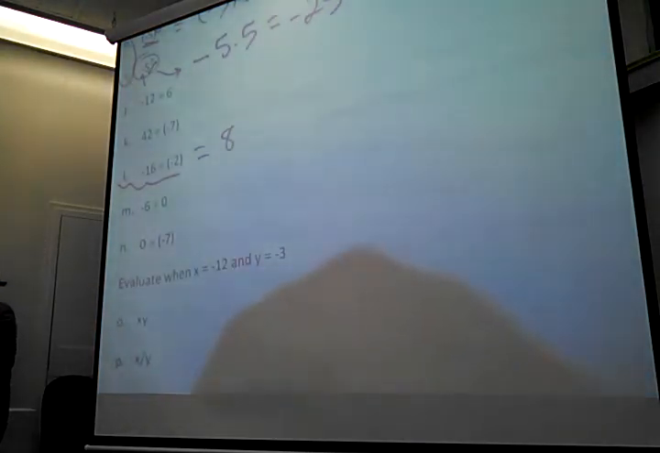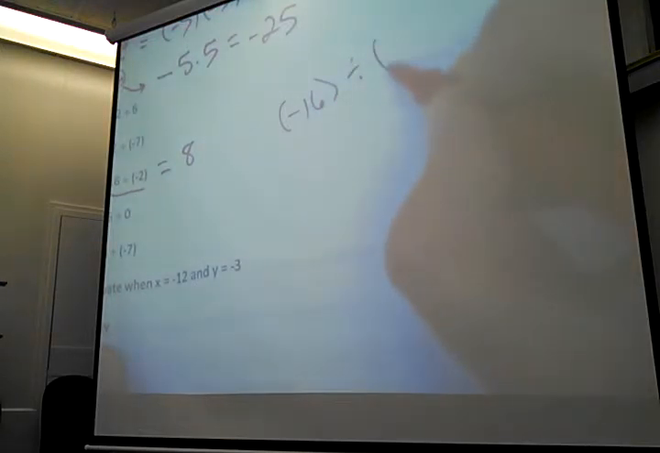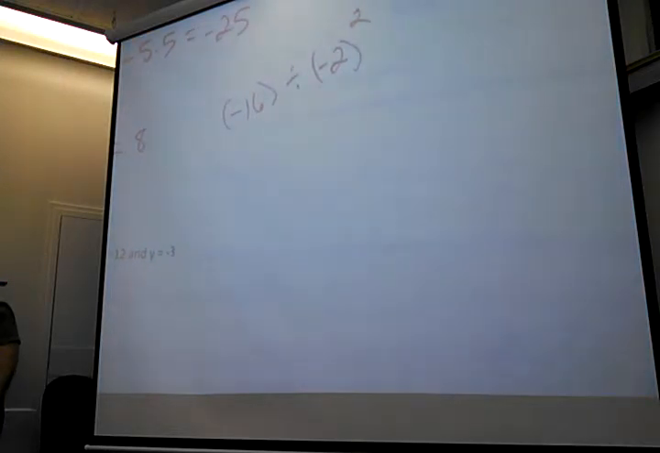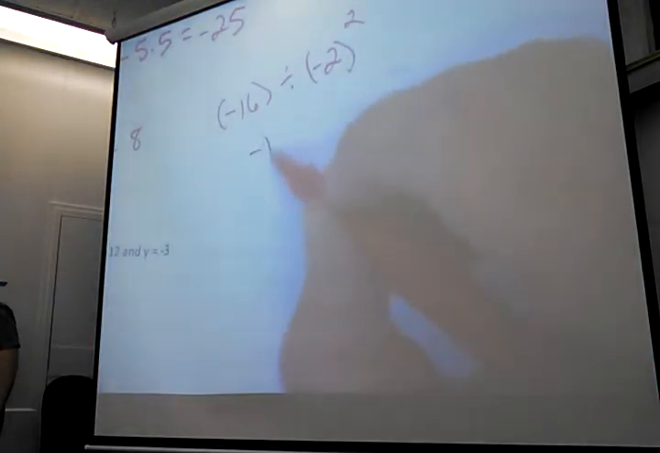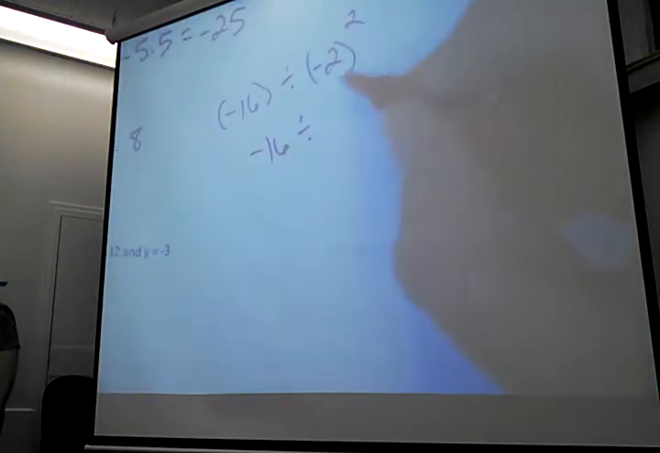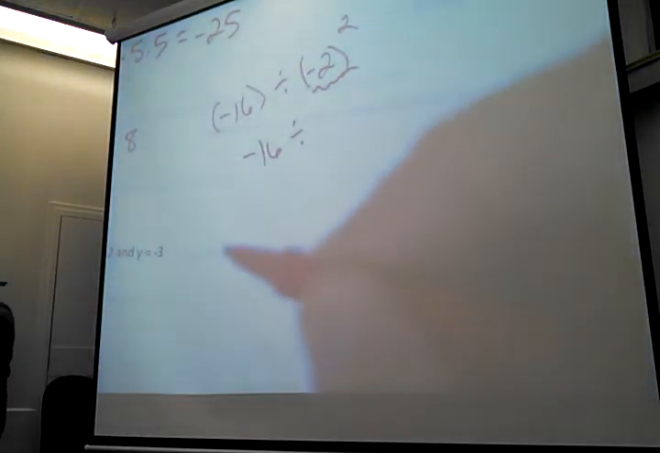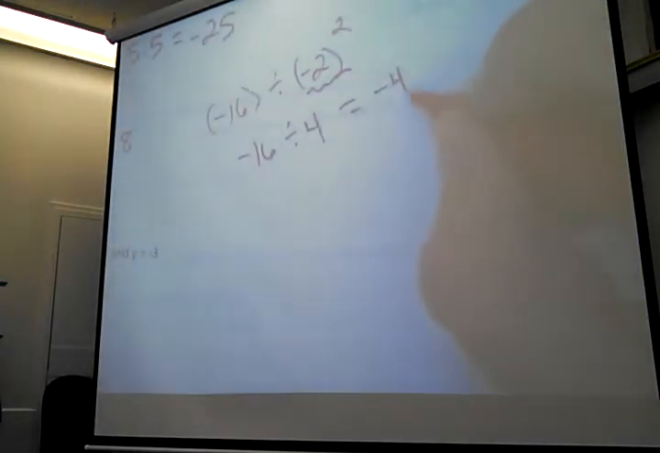If I want to make an evil problem, and you know I do, order of operations will always save you. Do you divide first or do you square first? So negative 16 is still there, divided by, and what's negative 2 squared? 4. Positive 4, because the two negatives cancel. And what's negative 16 divided by 4? Negative 4. Good, because there's one negative, no other negative to kill it. So it's still running loose. Negative 4.